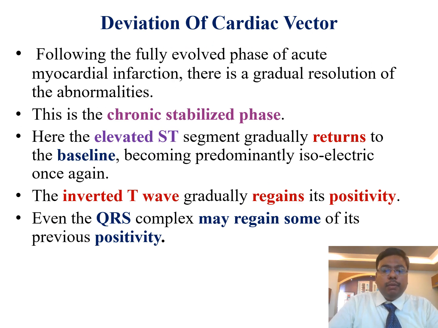Following the fully evolved phase of acute myocardial infarction, there is a gradual resolution of abnormalities. In the chronic stabilized phase, the elevated ST segment gradually returns to baseline, becoming predominantly isoelectric once again. The inverted T wave gradually regains its positivity. Even the QRS complex may regain some of its previous positivity.